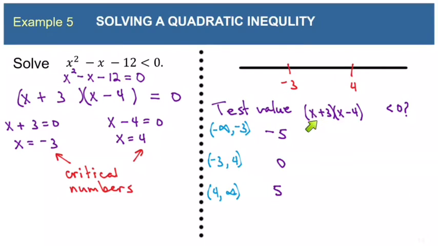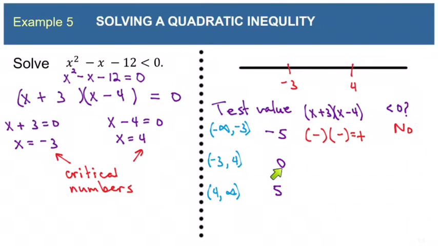So I'm only going to record the sign here. Now negative 5 plus 3 would be negative 2, but I only care that it's negative. Negative 5 minus 4 would be negative 9. Again, negative. Now any negative times any negative is positive. So no matter what test value I use, if I get negative times negative, is that going to be less than 0? Well, that's a positive number, so no, it's not going to be less than 0.